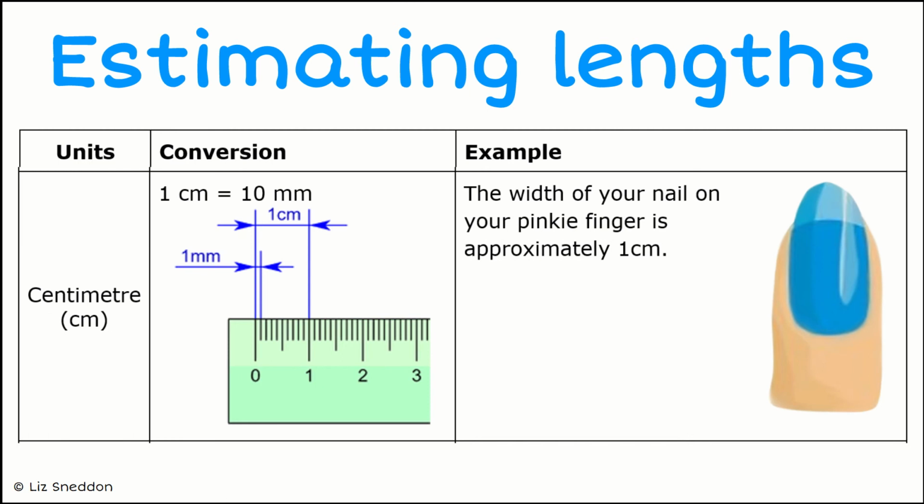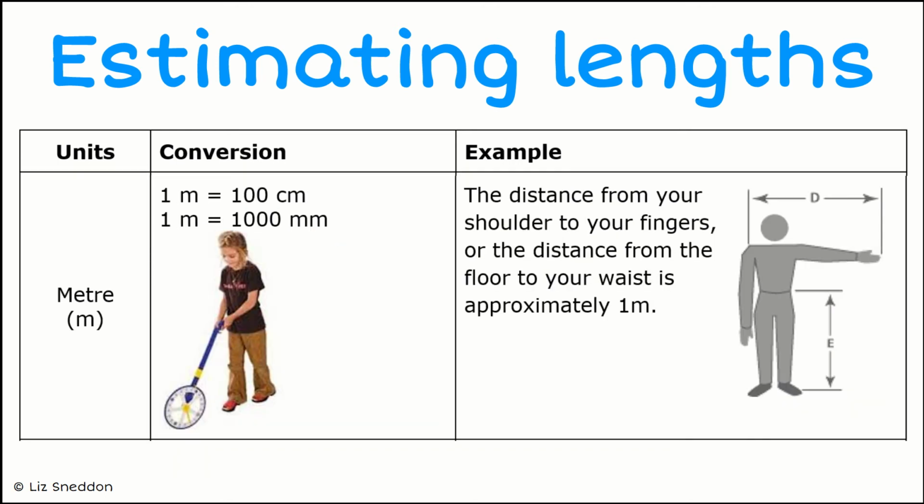If we're looking at a centimetre, think about your nail on your finger. That nail itself is about 1 centimetre wide. So 1 centimetre also equals 10 millimetres. When I'm talking about a metre, a metre is 100 centimetres, or if you put your arm out and measure from your shoulder to the end of your fingers, that's about a metre. Or the distance from the floor to your waist, that's about a metre.